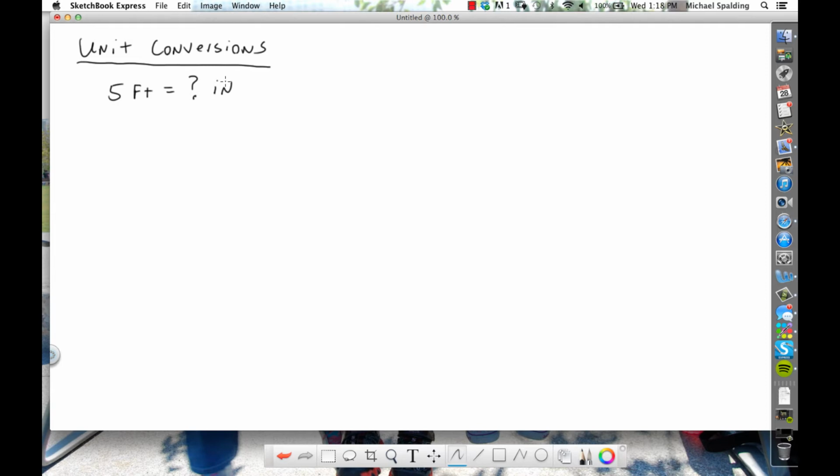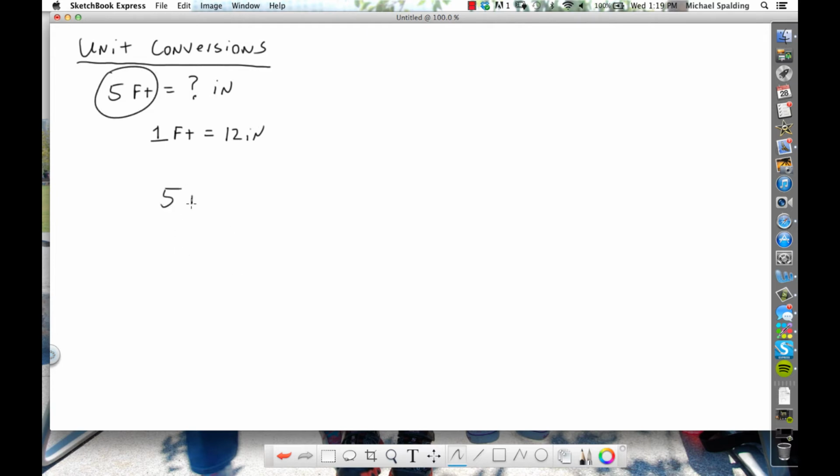It's a conversion factor. So what's the conversion we need here? We just need 1 foot is equivalent to 12 inches. That's all we need to do this. When you're showing a conversion, always write your given first. The given here is 5 feet, so you write that down.